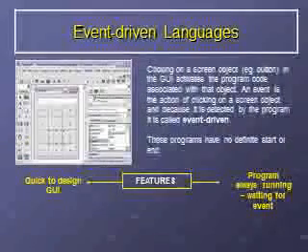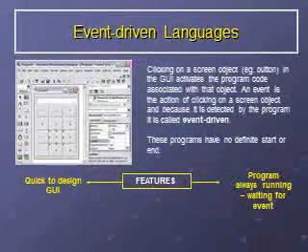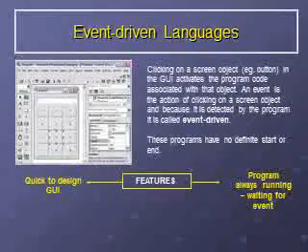Event-driven languages wait until a specific action occurs. So in the example on the screenshot, we're creating a very basic calculator. Each of those 12 buttons would set off a specific event when you clicked on it. And when you clicked on one, for example, you would want to run some code which would put 1 into the text box at the top of the form.